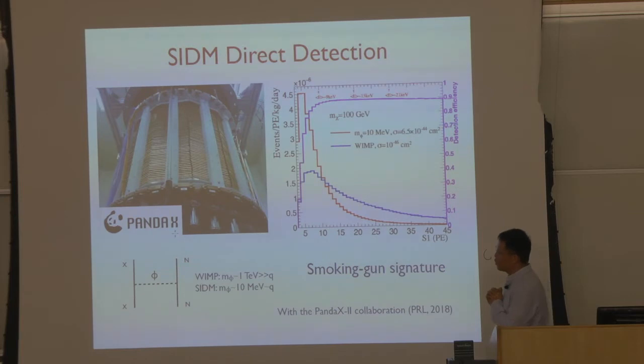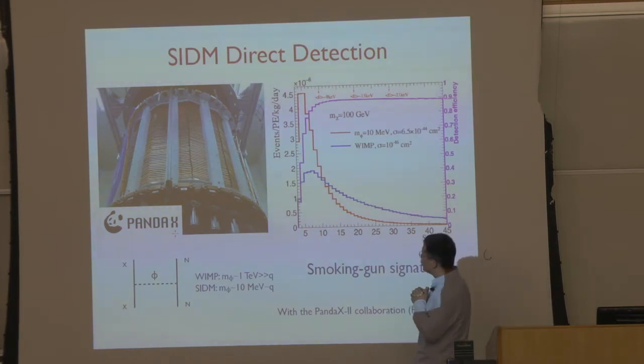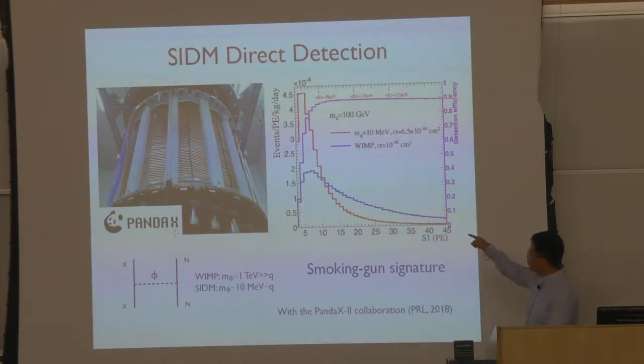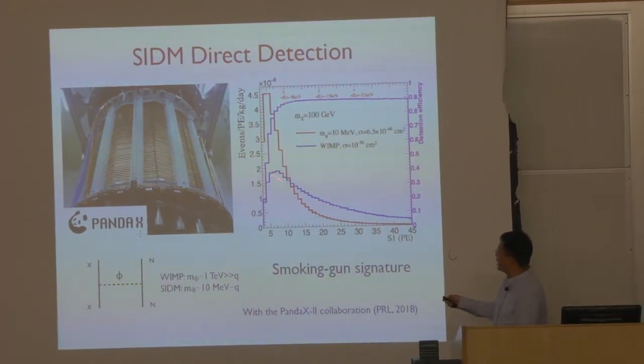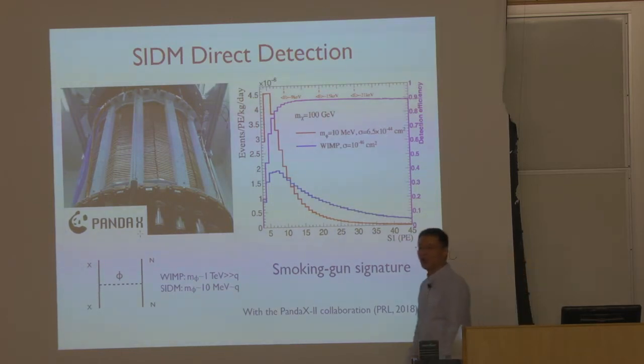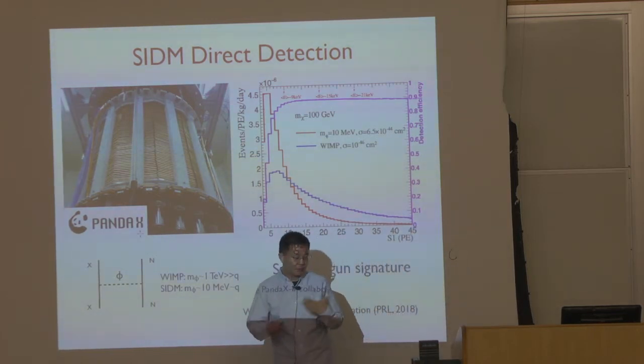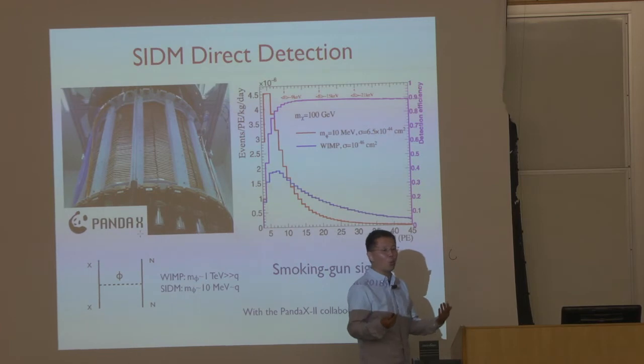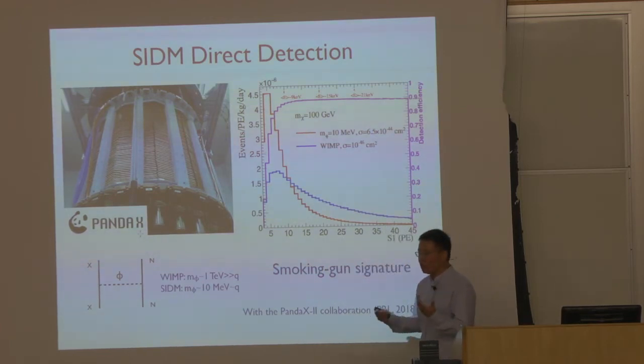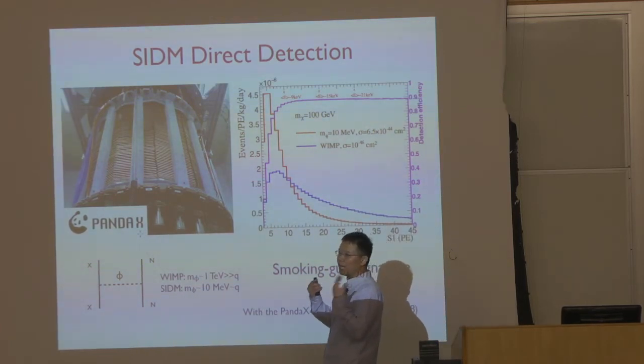The second answer is that if you do see some signals, then it's very important to figure out what the signal spectrum is, because that indirectly measures the mediator mass. In the WIMP paradigm case, you have a very good prediction in terms of direct detection, right? You know what cross section you are aiming for.